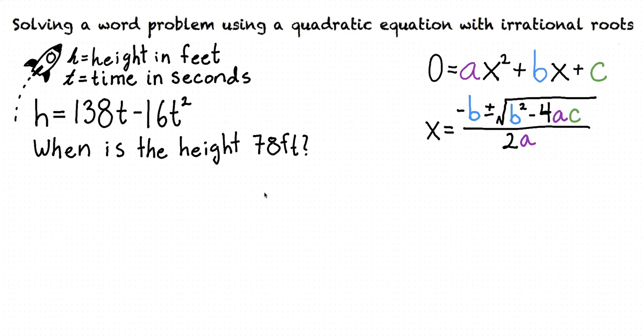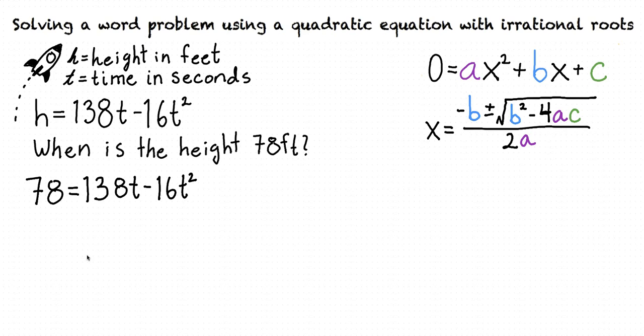We want to find at what time the height is 78 feet. So, where should we plug the number 78 into our equation? Well, 78 feet is the height, and the problem states that h stands for height. So, should we replace h with 78? Exactly. We replace h with 78 and get the new equation 78 equals 138t minus 16t squared.